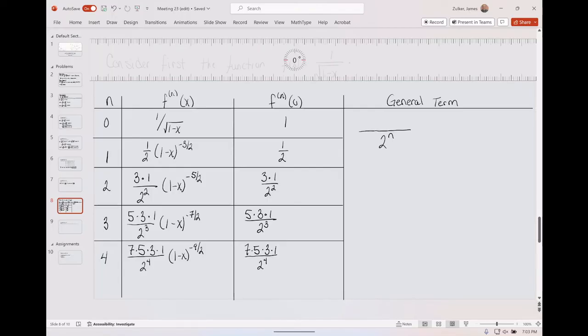What do you notice about all of the terms in the numerator? They're odds. So is it going to be an n plus 1 double factorial or n minus 1? That's not going to give you odds. That'll give you odds and then evens, odds and then evens. Or did I forget to say double factorial?